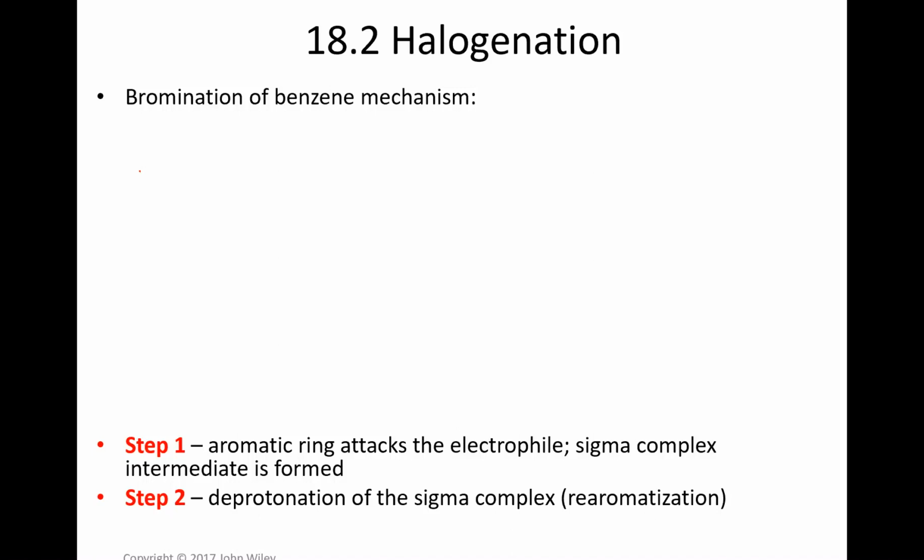So let's look at the mechanism. So we have benzene as an example aromatic compound. And once we form Br+, which is a highly reactive electrophile, then our pi electrons in benzene can attack. So one of the carbons gets a bond to bromine, and then the other carbon ends up positively charged.